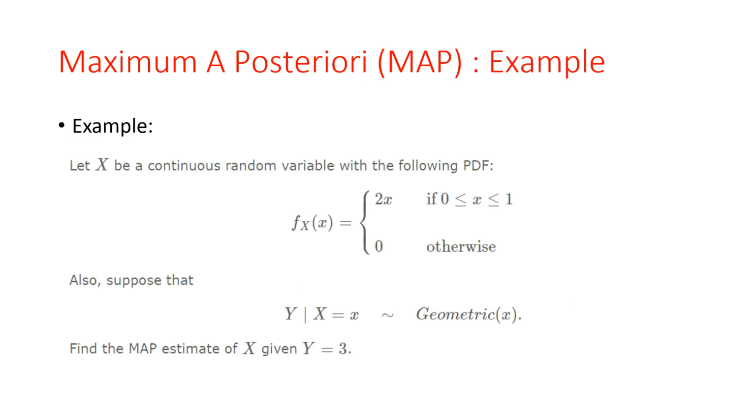So next is an example based on this maximum a posteriori. Let x be a continuous random variable with the following PDF. So f of x is what? This is our given condition: 2x if 0 is less than or equal to x and x is less than or equal to 1, otherwise 0. Also suppose that y given x is equal to x, which is a geometric distribution of x. So find the MAP estimation of x given y equal to 3.